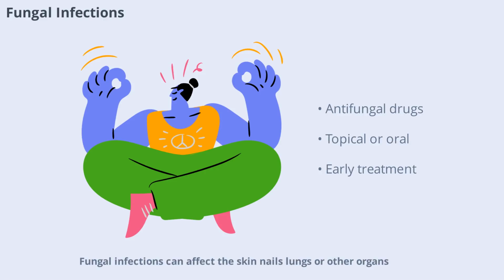Fungal infections can affect the skin, nails, lungs, or other organs. Common examples include athlete's foot, ringworm, and yeast infections. These infections are treated with antifungal medications, which can be applied topically or taken orally, depending on the severity and location. Early treatment is important to prevent the infection from spreading or becoming chronic.